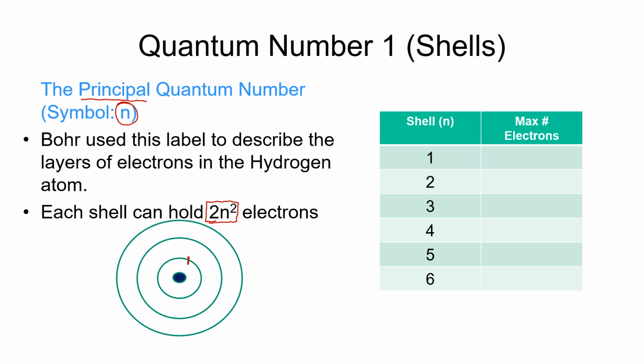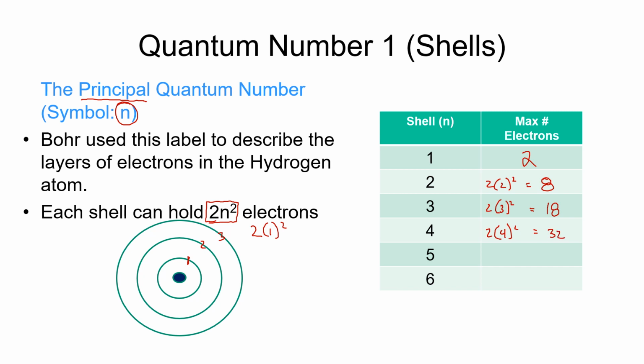So layer number 1 here would have 2 times 1 squared. 1 squared is 1 times 2 is 2. So 2 electrons in that first layer. And then you go to layer number 2, and you'll have 2 times 2 squared. 2 squared is 4, times 2 is 8. And then layer 3 out here is going to have 2 times 3 squared. So 3 squared is 9, times 2 is 18. And the fourth shell is going to have 2 times 4 squared, which is, what is that? 4 squared is 16, 32.